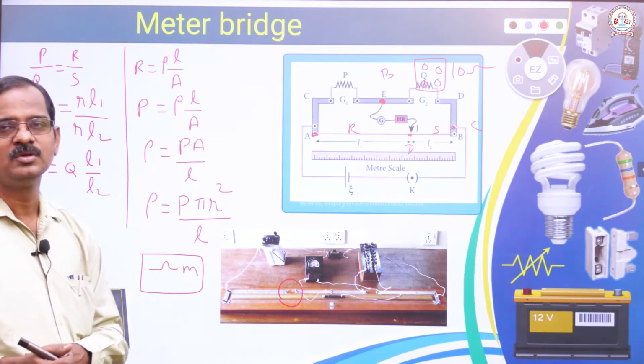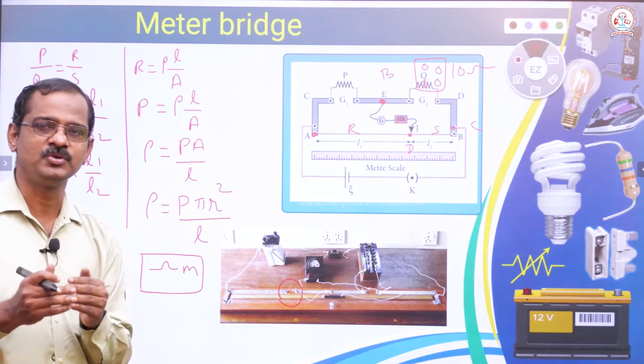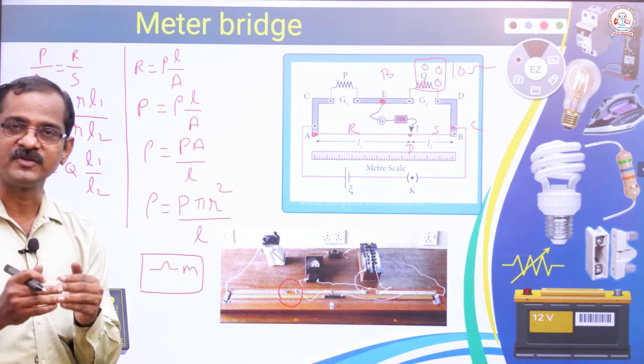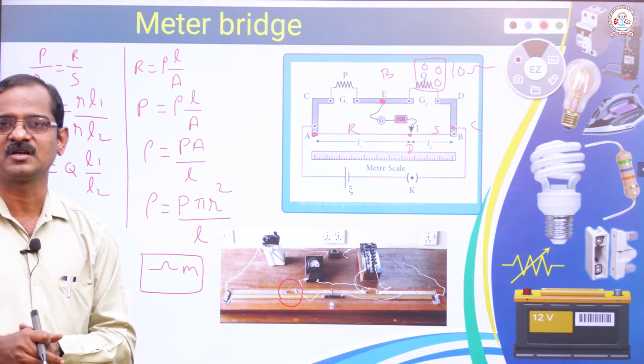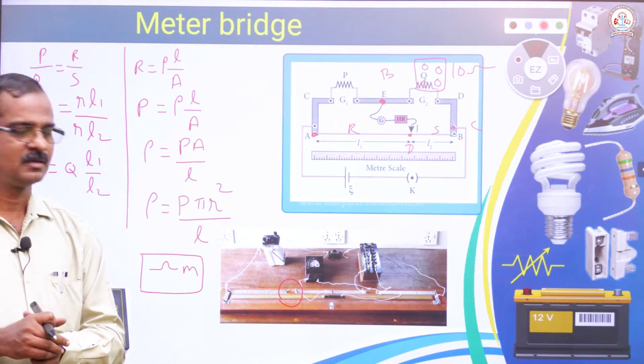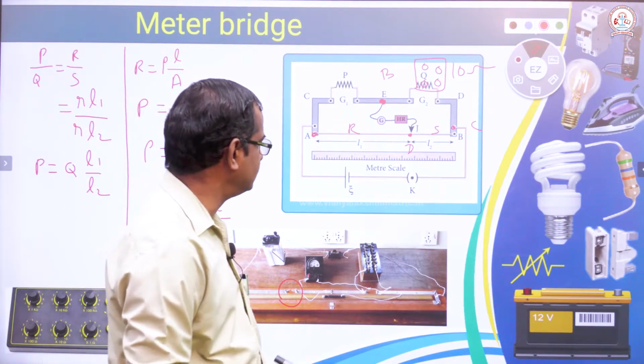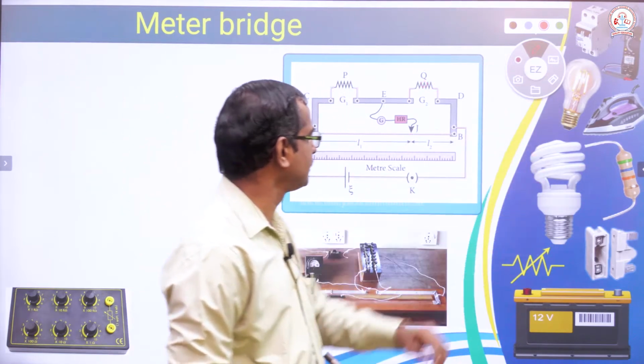So this is how a meter bridge is used to calculate the specific resistance of a wire. Next we shall discuss the potentiometer.